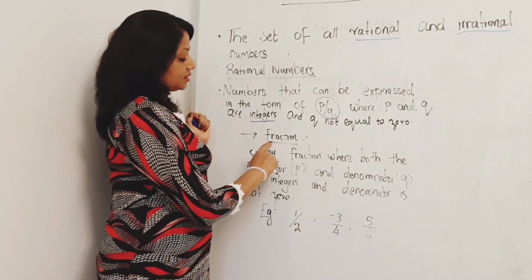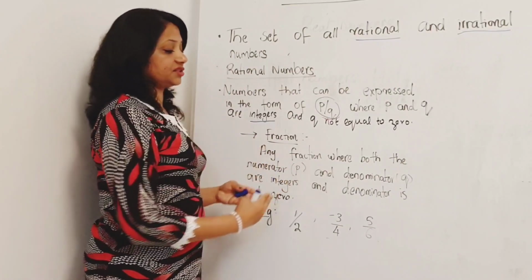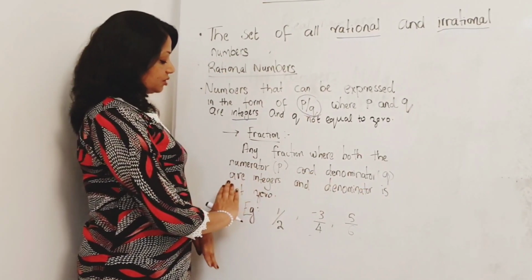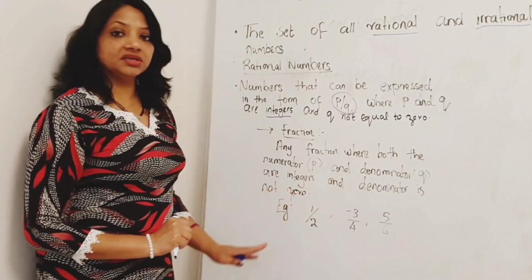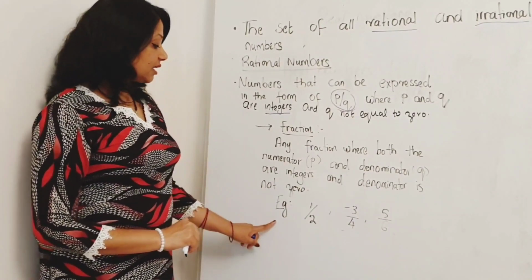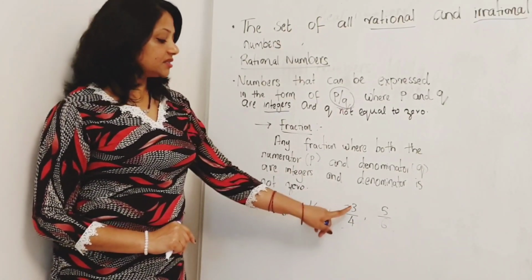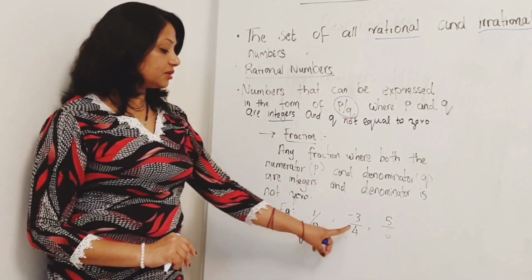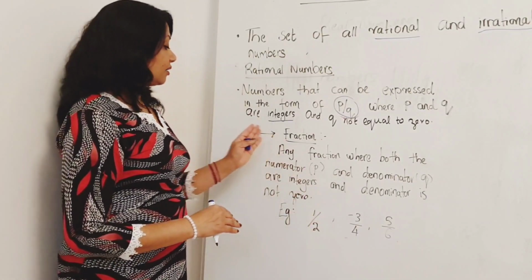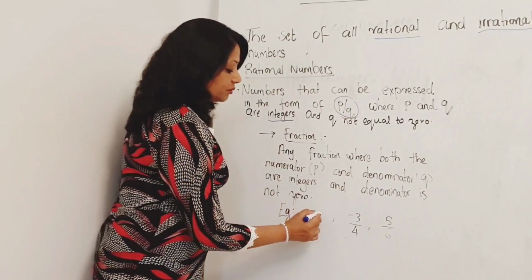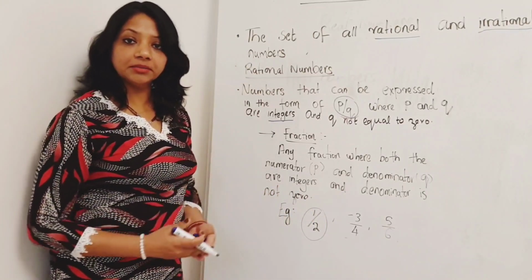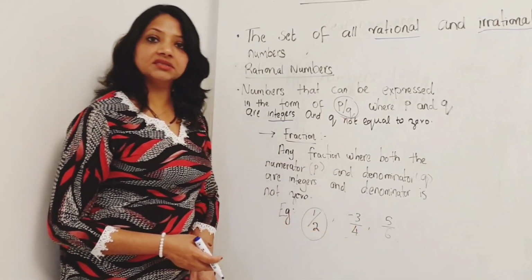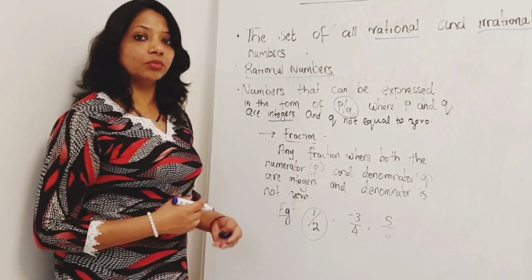The first example is fractions. Any fraction where both the numerator p and denominator q are integers and the denominator is not 0. For example, 1 by 2, minus 3 by 4, 5 by 6. Why are these rational numbers? Because 1 by 2 is 0.5, which is a terminating number, and minus 3 by 4 and 5 by 6 are also terminating numbers.